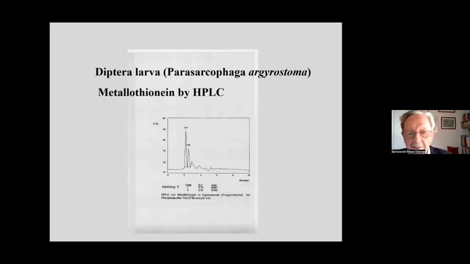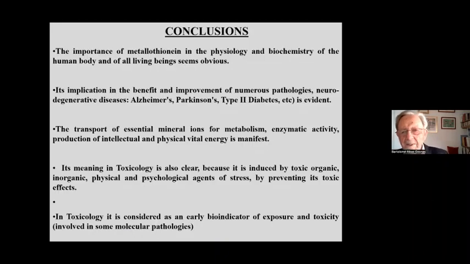we expose the importance of metallothionein in the physiology and biochemistry of the human body and of all living beings seem obvious. In the next figure, please. And its implications in the benefit and improvement of the numerous pathologies, neurodegenerative diseases, Alzheimer's, Parkinson's, type 2 diabetes, etc. The transport of essential minerals and ions for metabolism, enzymatic activity, production of intellectual and physical vital energy is manifest.